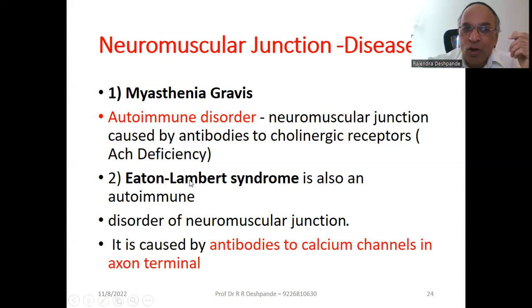The next disease is Eaton-Lambert syndrome. It is also an autoimmune disorder of the neuromuscular junction. It is caused by antibodies to the calcium channels in the axon terminal. You have understood how calcium is essential to burst the vesicles and release the neurotransmitter ACH. So that calcium is lacking in Eaton-Lambert syndrome.